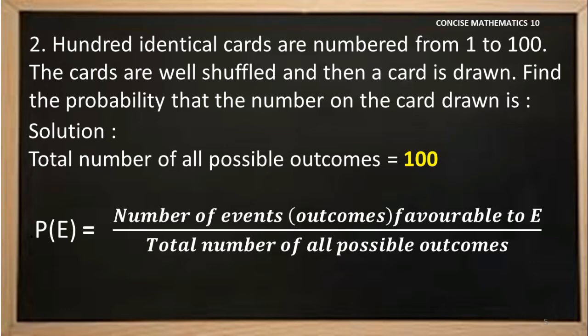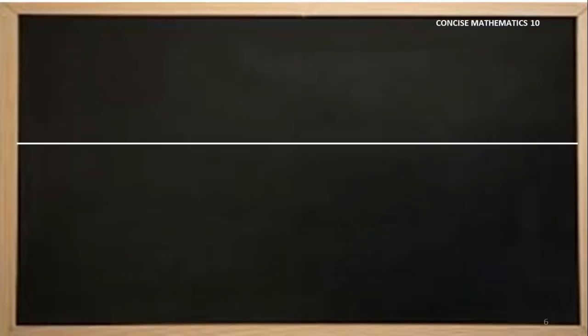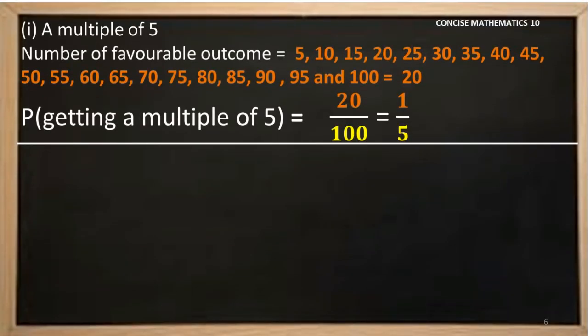Let us concentrate on the sub question. The first sub question is 5. List out all the multiples of 5. It is 5 to 100. Here we can know that in numbers from 1 to 10 we can have two multiples of 5, like 5 and 10, 15 and 20, 25 and 30, 35 and 40, 45 and 50 and so on. Hence if you count the number of favorable outcomes it is equal to 20. Then the probability of getting a multiple of 5 is 20 by 100, that is equal to 1 by 5.